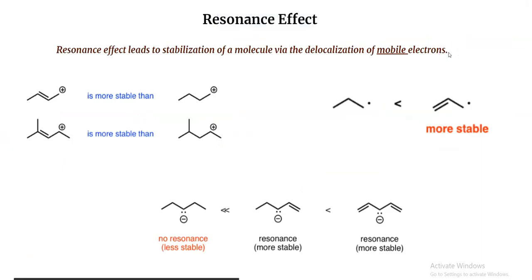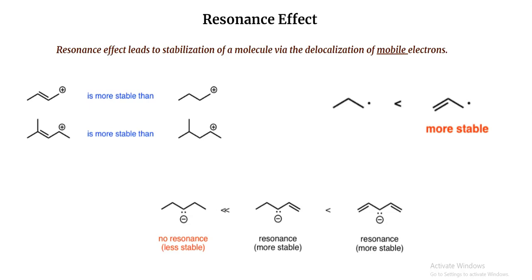Now let's talk about the third factor, which is the resonance effect. Let's do a little recap on what you know about resonance so far. I guess you know that whenever there is a single bond and double bond in alternating positions, then you can draw more than one possible structure for a molecule. That phenomenon is called resonance. The structures are called resonating structures, and the final structure is called the resonance hybrid.